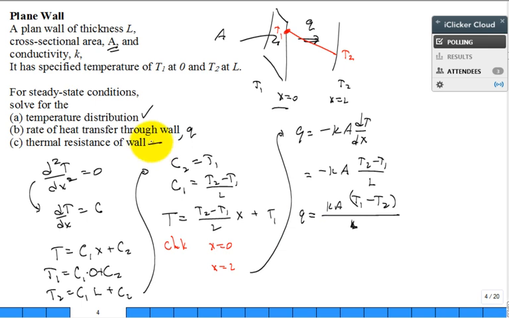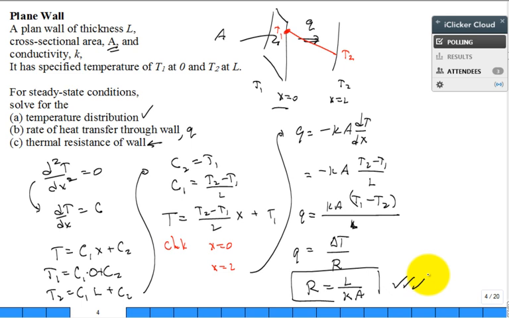Now, a little bit of name calling, and I'm going to explore this more on the next page. You put Q is equal to what drives the flow divided by some resistance. And so this resistance is L over kA. And that's a big deal. Once you get accustomed to thinking about thermal resistances and flows, that's the way we solve problems. It just makes it a lot easier for bookkeeping, and it's easy to think about.